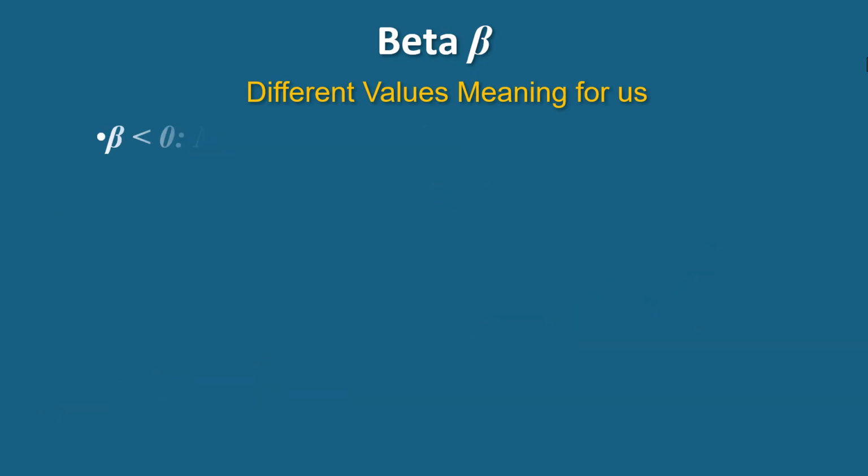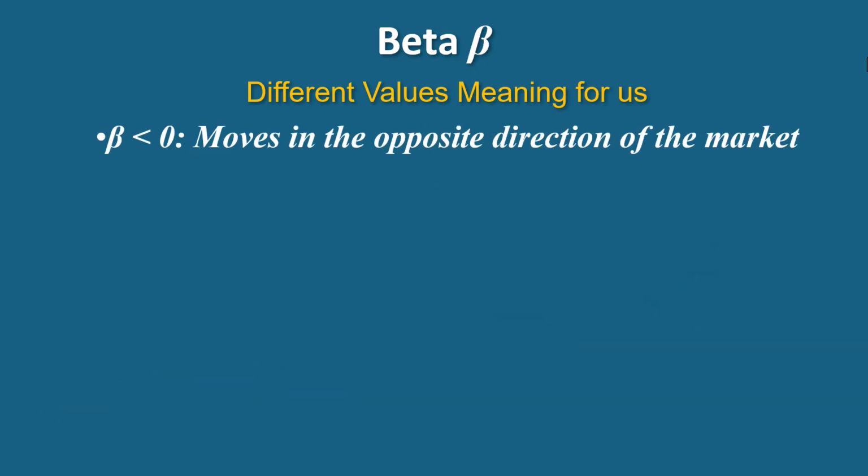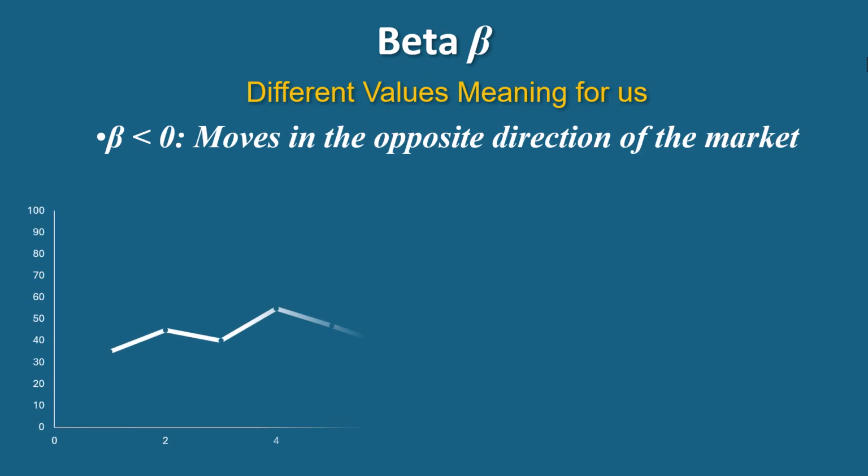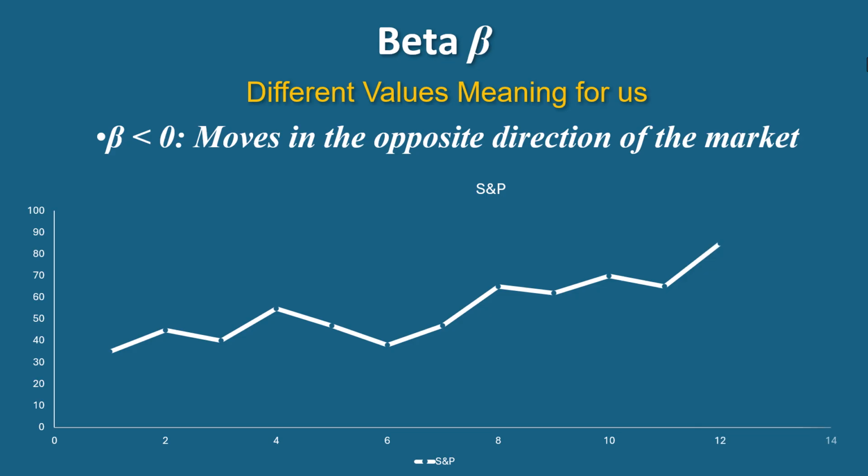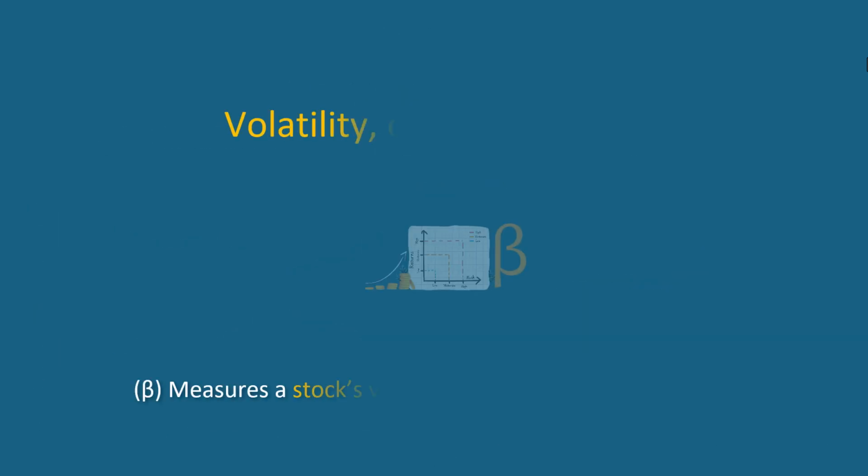If beta is less than 0, the stock moves in the opposite direction of the market. As you can see in the graph, when the market moves from left to right upward, the stock moves left to right downward. This means the stock is against the market. I hope you understand all of this conceptually.